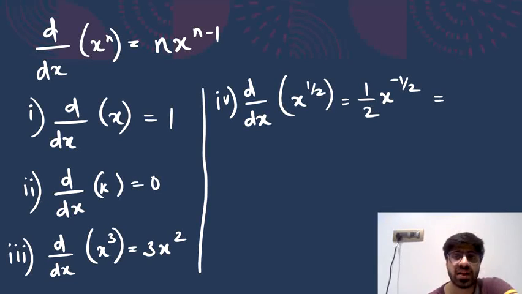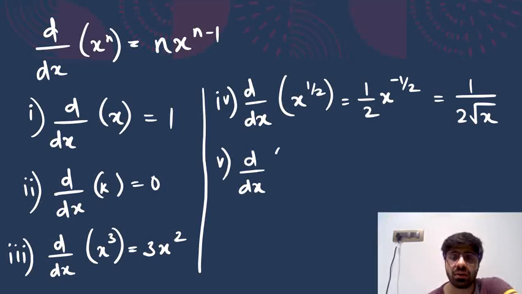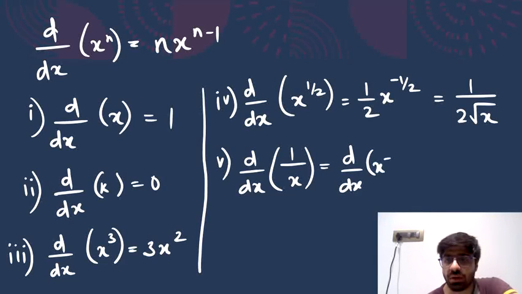And x power minus half means x power half in the denominator. So that will be 1 upon 2 root x. Okay. Then the derivative of 1 upon x. When I say 1 upon x, it basically means x power minus 1. And n in this case is equal to minus 1. So the derivative would be minus 1 into x power minus 1 minus 1, that is x power minus 2, and x power minus 2 is basically x square in the denominator. So this becomes minus 1 upon x square.